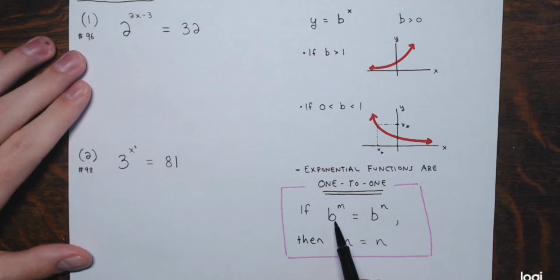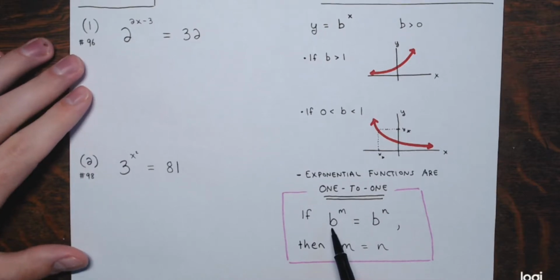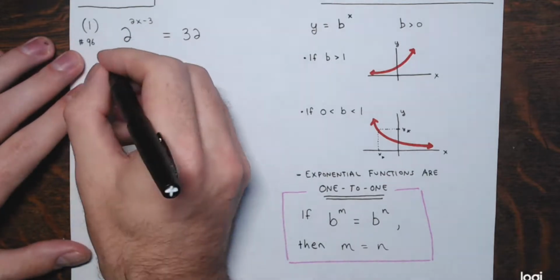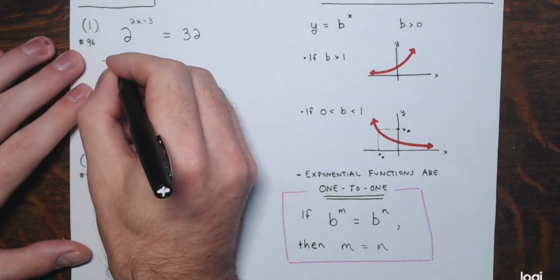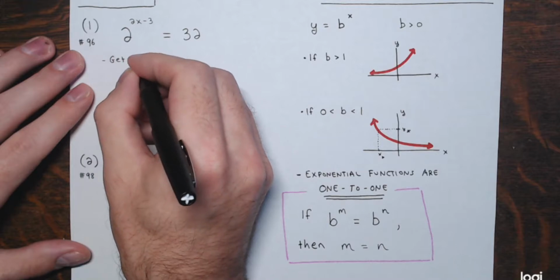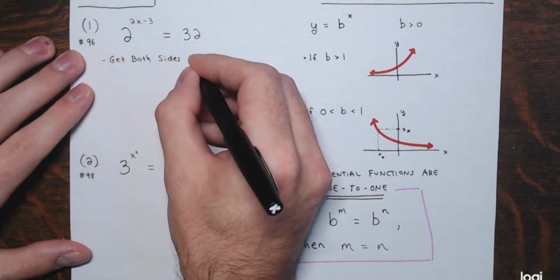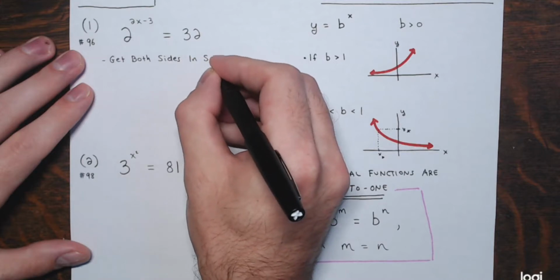Alright, so first I want to get all these equations I'm trying to solve in this form, in the hypothesis of the one-to-one property. I want both sides to be expressed as an exponential statement with the same base. Right, so that's going to be the first step. I'm going to get both sides in the same base.